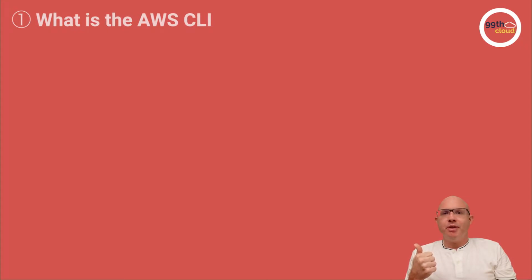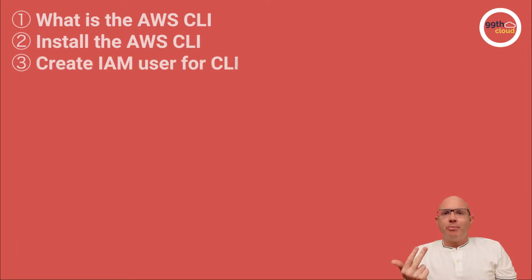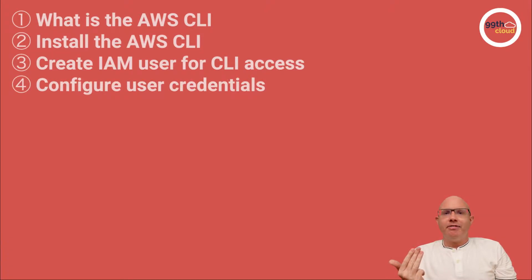Hey and welcome back. In this tutorial we will learn what AWS CLI is and what you can use it for. We will install the AWS CLI on our Mac. Then we will create an IAM user with programmatic access so that the AWS CLI can access the services in the cloud. We will then configure the AWS CLI with the new user credentials. And in the end, we will test the AWS CLI to make sure that everything works. So without further ado, let's get right started.